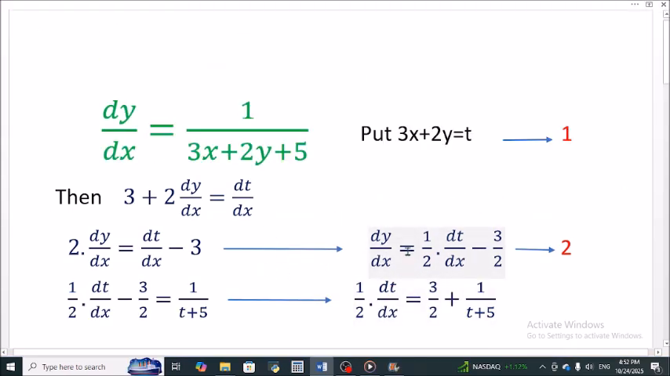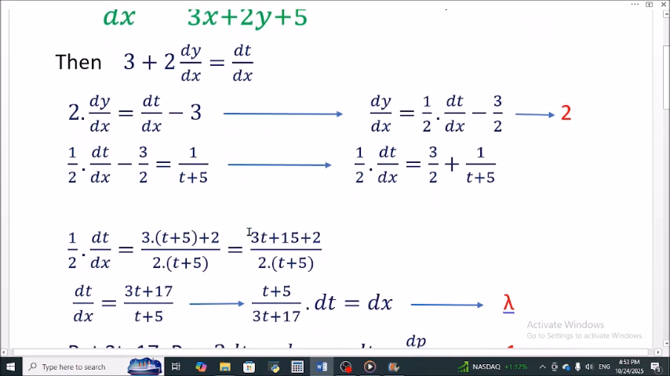And substituting for the value obtained for dy by dx, let us call it 1, in the given differential equation, we get that half dt by dx minus 3 over 2, which is equal to dy by dx, equals 1 over t plus 5, because we assumed that 3x plus 2y equals t. And let us proceed here. Half dt by dx minus 3 over 2: we will transfer the minus 3 over 2 to the other side with positive sign, so we get half dt by dx equals 3 over 2 plus 1 over t plus 5.